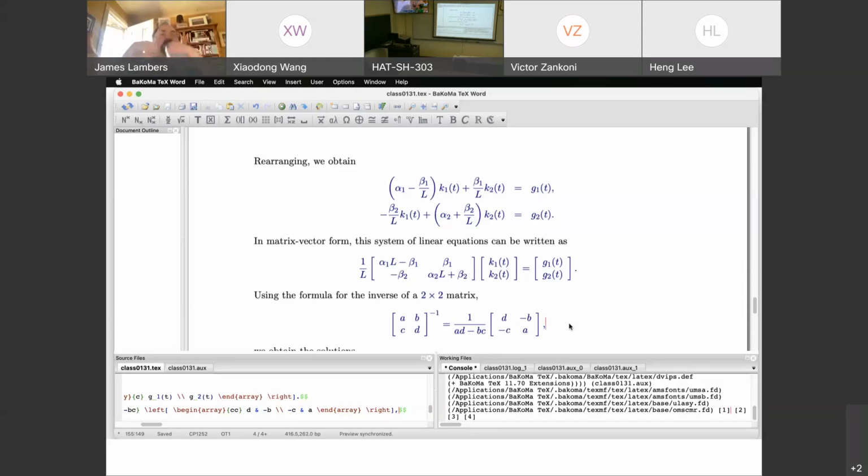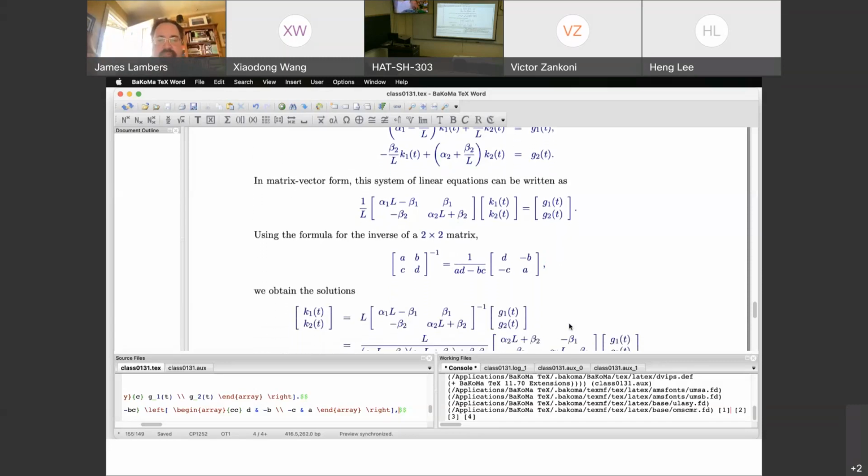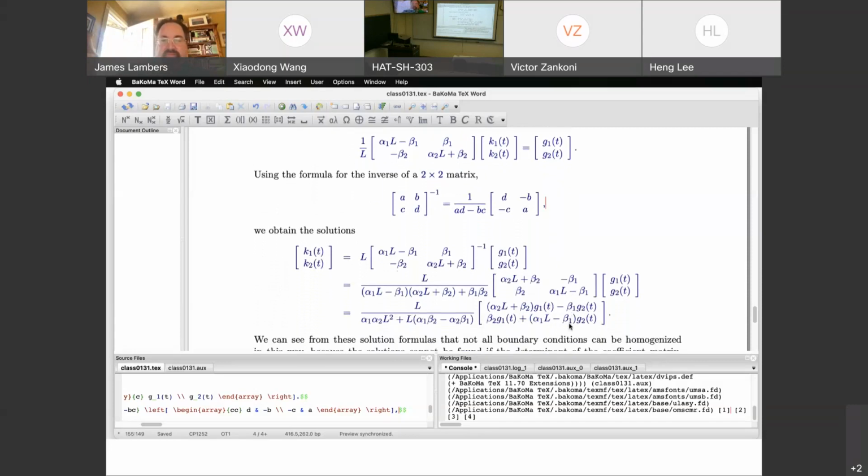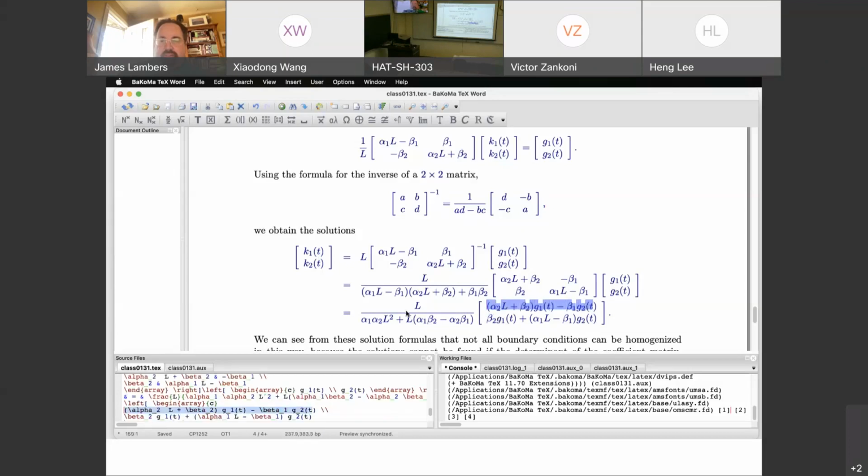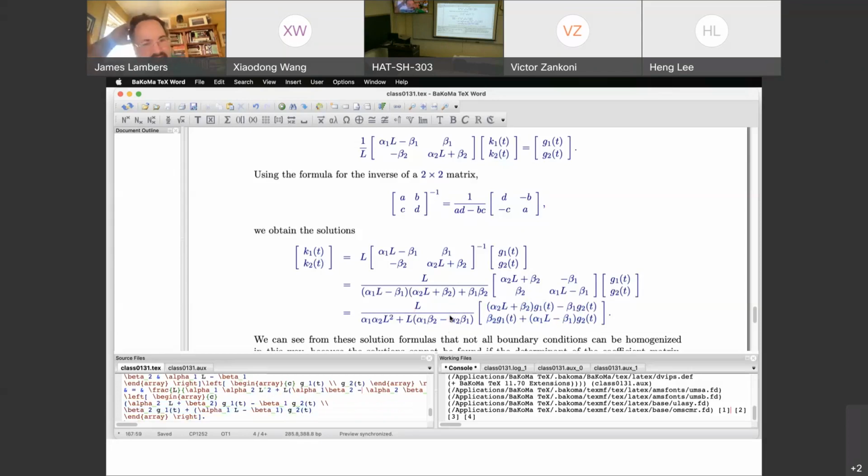So then what I can do, this is a bit of a mess. I can say k1 and k2 is equal to the inverse matrix times the vector g1 and g2. And here all I'm doing is carrying out the matrix multiplication. So now I know what k1 and k2 are. K1 is equal to this first element times this fraction, and k2 is equal to the second element times this whole fraction. Again, quite a mess.